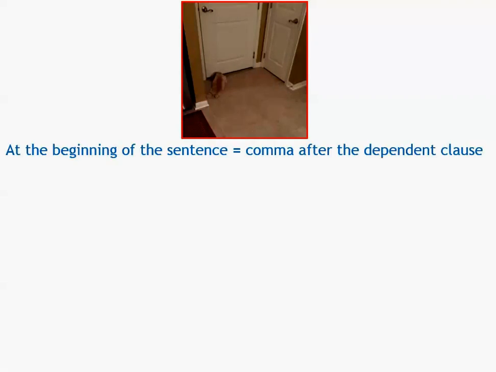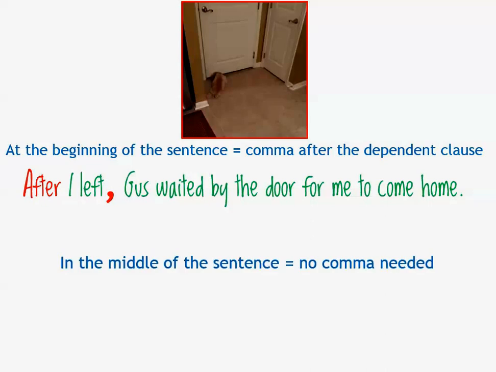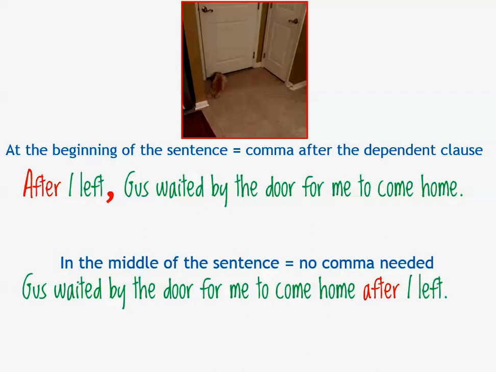So, there's a very sad picture. When the subordinating conjunction comes at the beginning of the sentence, you include a comma after the dependent clause. After I left, comma, Gus waited by the door for me to come home. However, if we change this up and we put that subordinating conjunction in the middle of the sentence, no comma is needed. Gus waited by the door for me to come home after I left. Again, notice no comma when the subordinating conjunction comes in the middle of the sentence.